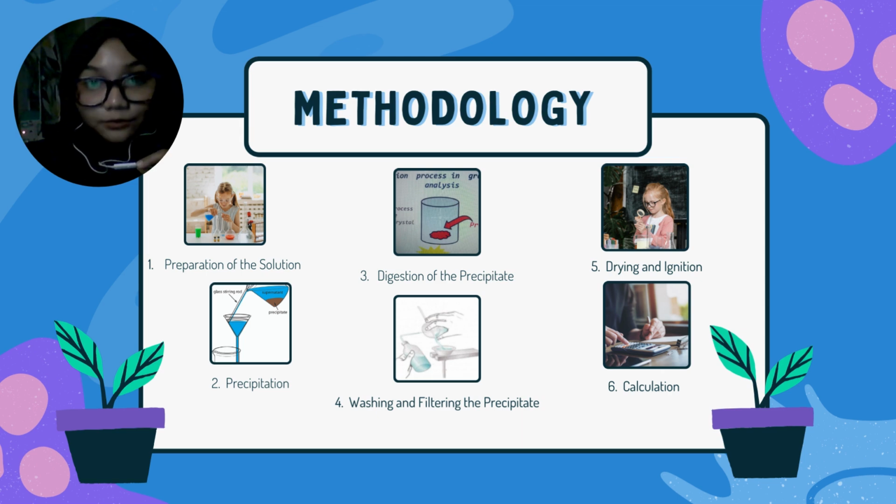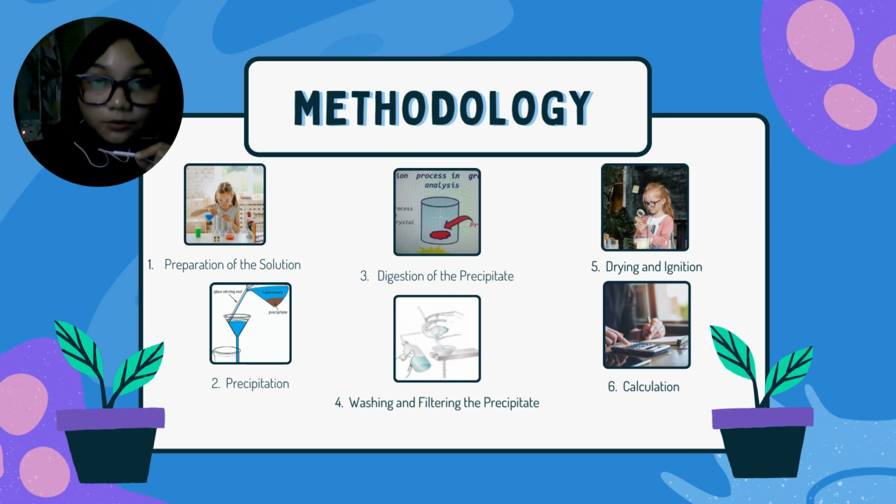The second step, precipitation: we add a precipitating agent to the sample solution. The third step, digestion of the precipitate. In this step, we heat the precipitate to facilitate particle growth and improve precipitate properties. The fourth step, washing and filtering the precipitate. Washing to remove absorbed ions without losing precipitate, while filtering to separate the precipitate from the solution.